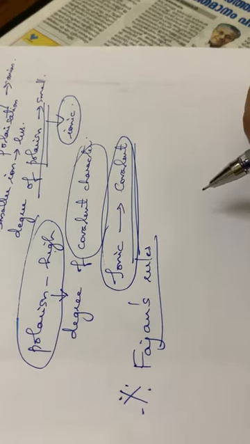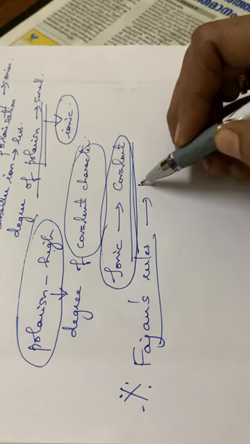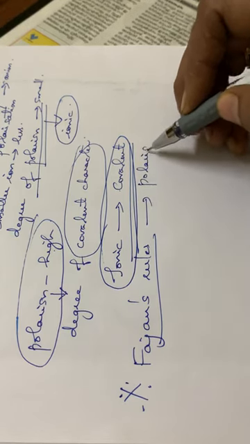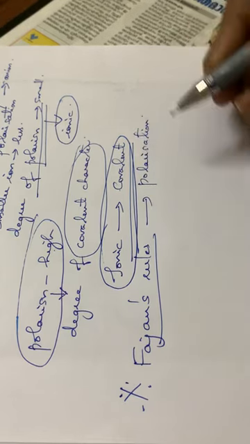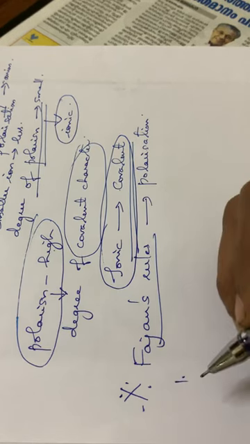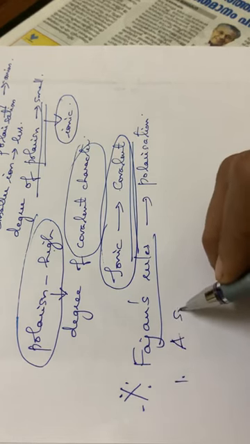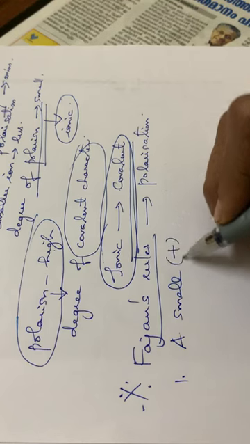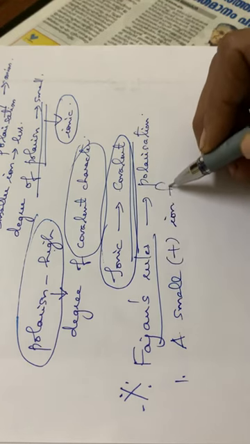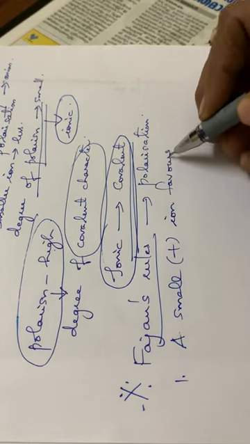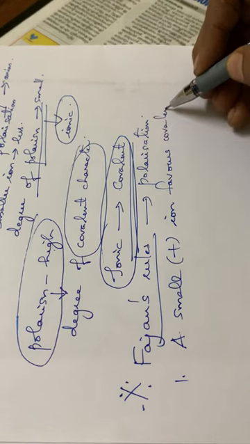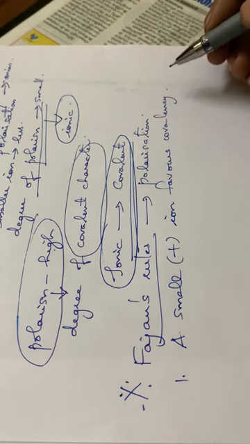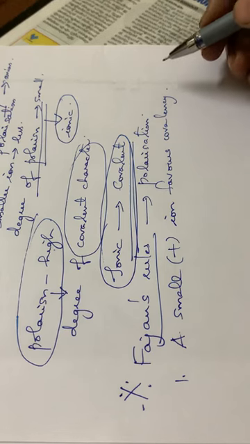The first point is that this Fajans rule is regarding polarization. Fajans rules deal with polarization. So the first point is that a small positive ion favors covalency.